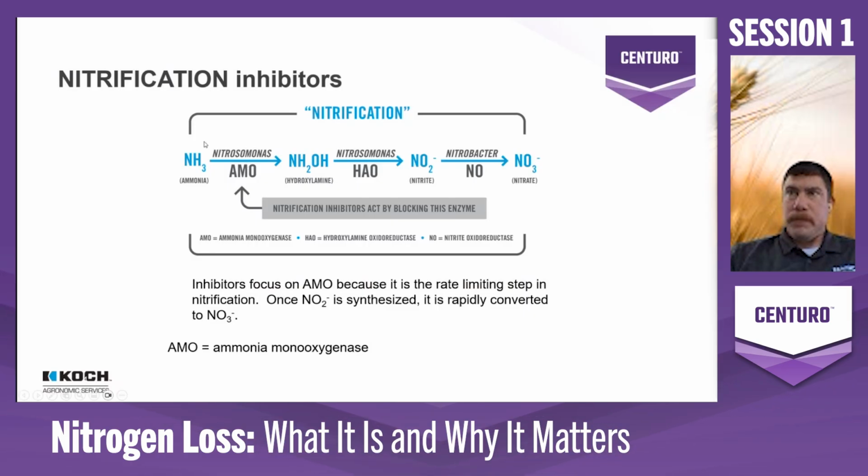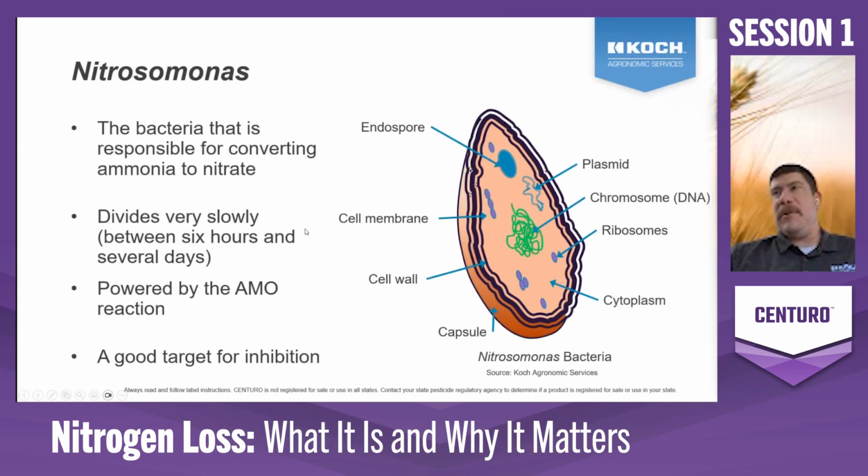So when we think about nitrification inhibitors or protecting against this below ground loss, this is the part of this process that we're really protecting against, right here, step number 1 in the nitrification process, right? So just keep in mind that that's really where these nitrification inhibitors, just like CENTURO, have this functionality. And we'll get into more of the hows in a little bit, but just a little bit of general background on Nitrosomonas. This bacteria is responsible for converting ammonia to nitrate, as we mentioned, and it's powered by the AMO enzyme.